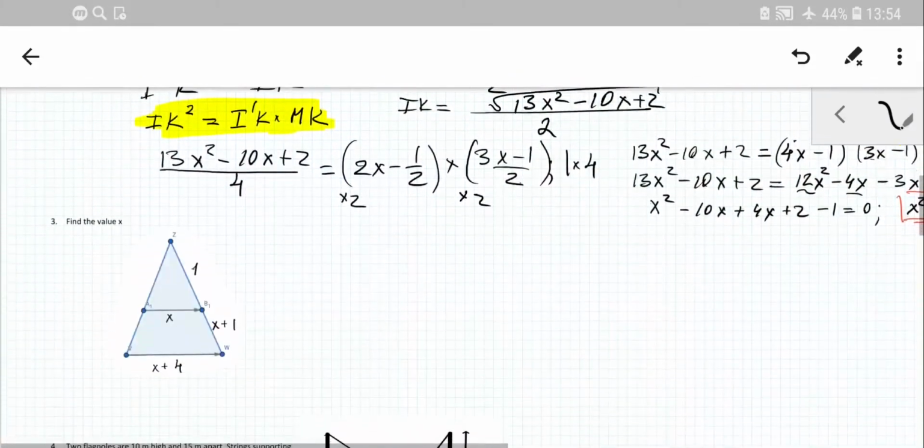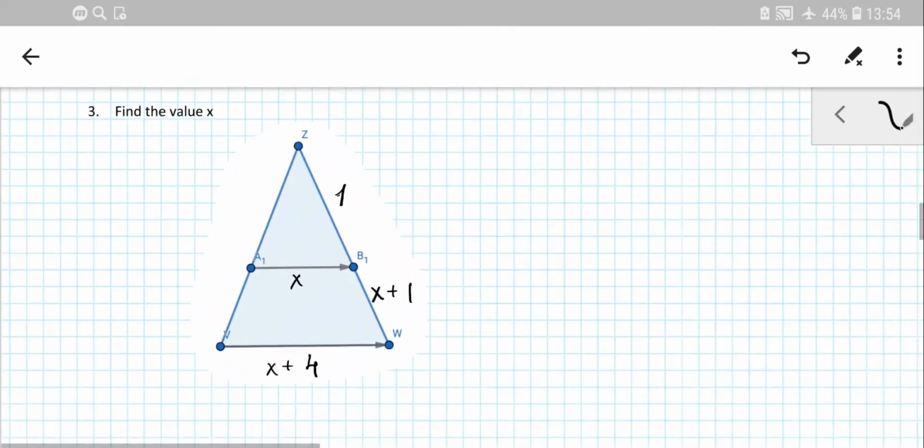So we move next. Here is the next problem. Here we need to find the value of x. We're given two sides of the triangle, for the small one and for the big one, and they are parallel. That's what those arrows mean. If their sides are parallel, we have two similar triangles.